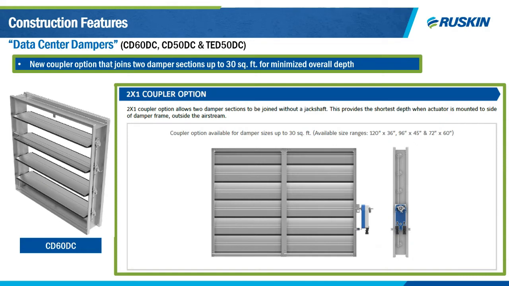Another new option that we're promoting for the data center models are couplers that can join two damper sections together with a single actuator up to 30 square feet. This option, as I mentioned, would allow an actuator to be located on the side of a single damper frame, and you'll still be able to modulate both damper sections. And it maintains a narrow side profile when space conditions are limited. You can see a quick rendering of what the new damper coupler option looks like right there.